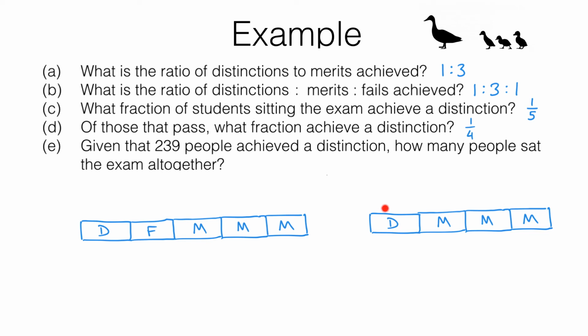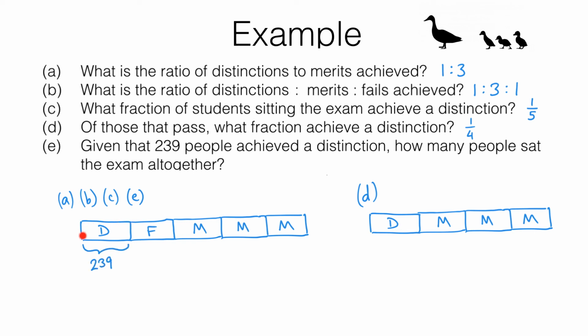Just to be clear, I'm going to label this diagram on the right-hand side my diagram for part D, and this diagram here was for A, B, C, and we're also going to see that we'll use it for part E. Given that 239 people achieved a distinction, how many people sat the exam altogether? Well, 239 people achieved a distinction, so I can label that on the diagram like this.